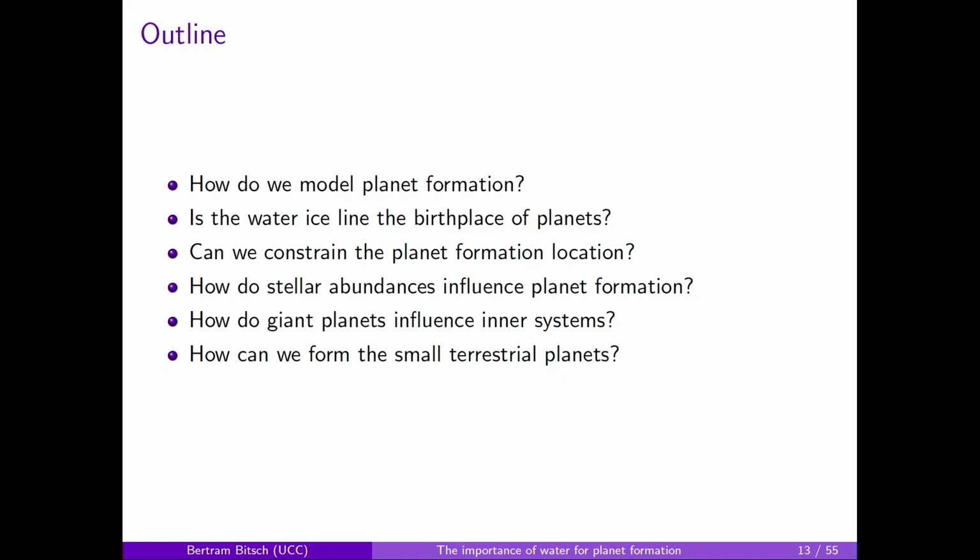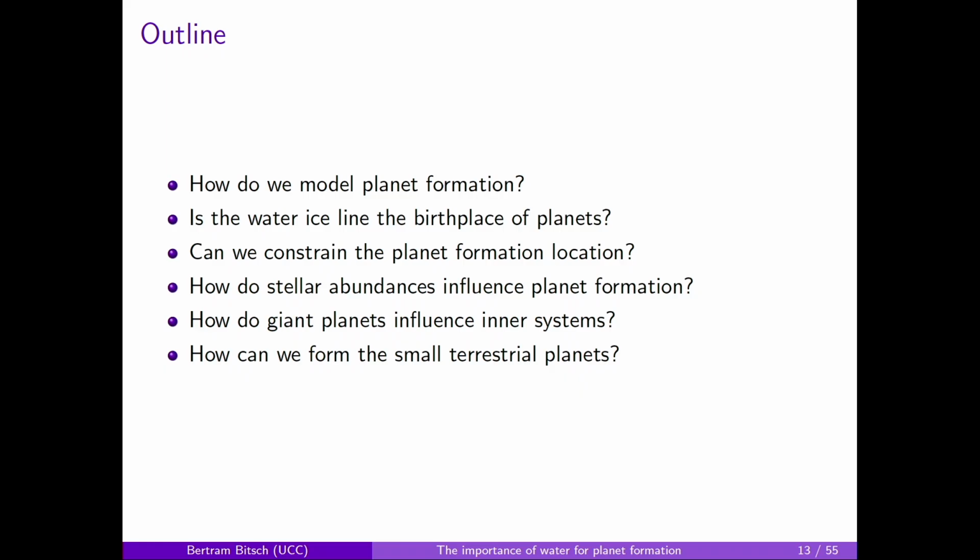So what I want to talk to you about today is a few different topics. First, I would like to talk about how we actually model planet formation. So I want to explain the different steps that we have in here, and then I want to discuss a few questions that I think might be interesting, especially in the context of habitability and astrochemistry, astrobiology, related to water in this case. So, for example, is the water ice line the birthplace of planets? Do the planets come from there? Can we constrain the formation location of these planets from their composition? How do the stellar abundances actually play a role in this? And then I want to ask how the giant planets can influence the inner system, and how we can then form maybe the small terrestrial planets also within our own solar system.